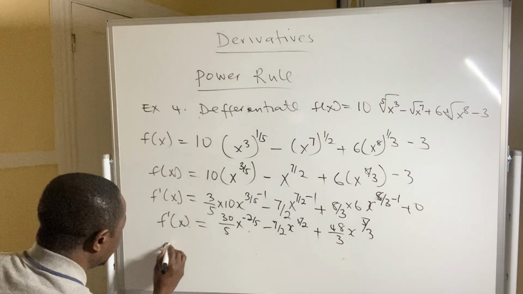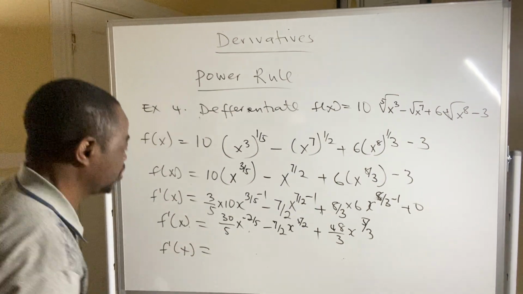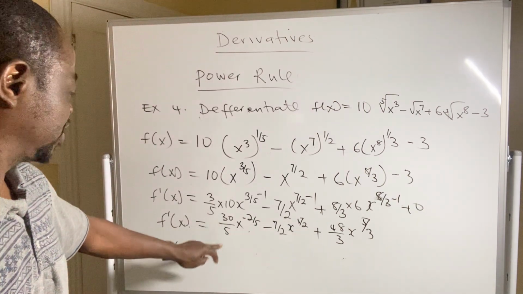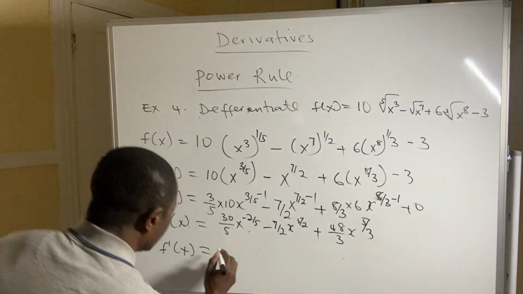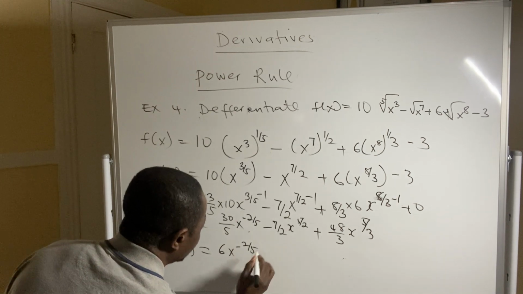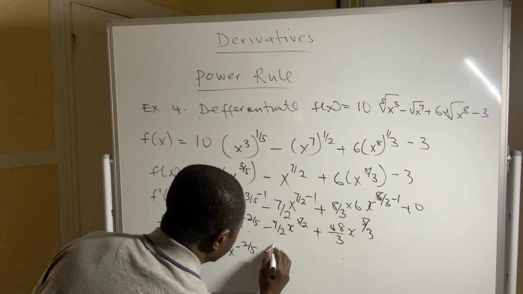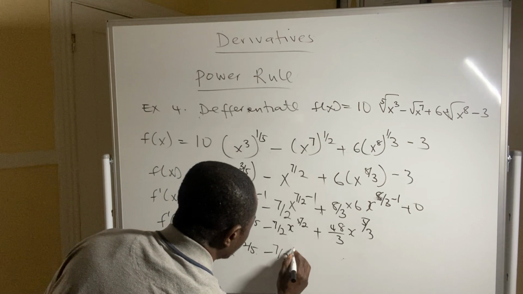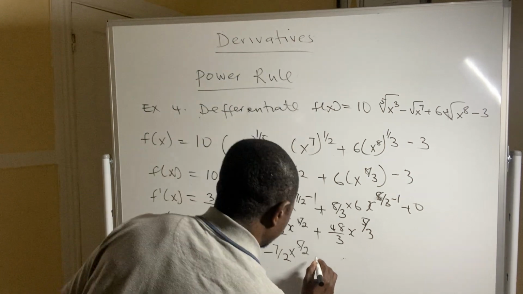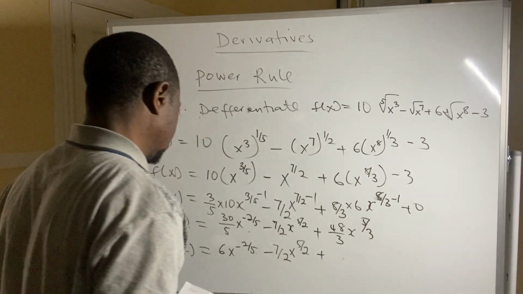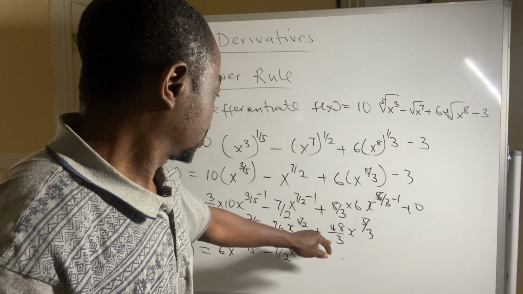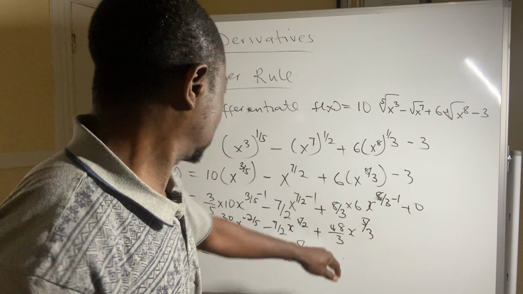So we have f prime of x is now equal to, well, let's simplify it if there are common terms. You can divide the 30 by 5, which gives us 6, so 6x to the power minus 2 over 5. And then this is minus 7 over 2, x to the power 5 over 2. And this is plus 48 divided by 3.